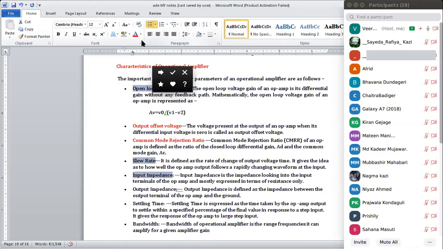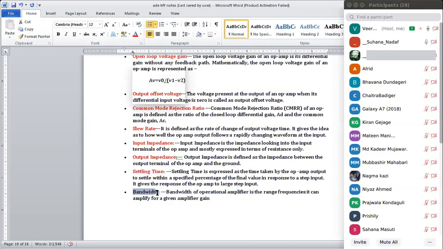CMRR, slew rate. In basic electronics only, all these characteristics you have come across. Yes, sir. So the same thing here, operational amplifier.